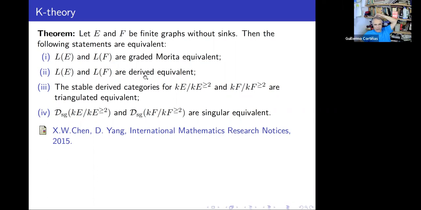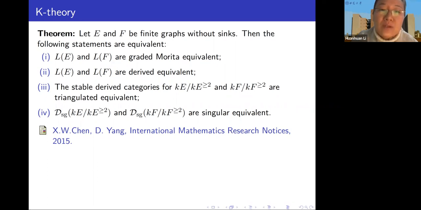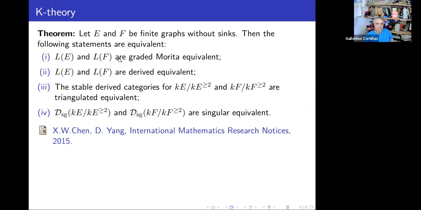Sorry, when you say graded Morita equivalent, do you mean that the categories are equivalent in a way that is equivariant with respect to the action of Z by shifting? Oh yeah, yes, it's Z-graded Morita equivalent. So these are Z-graded algebras, and these Z-graded module categories are equivalent and respect the shift functors. Okay.